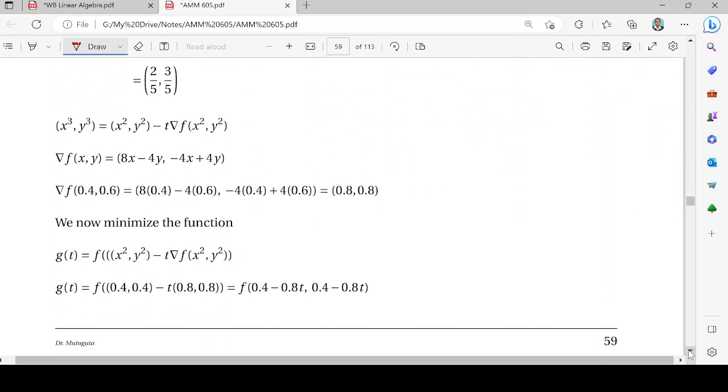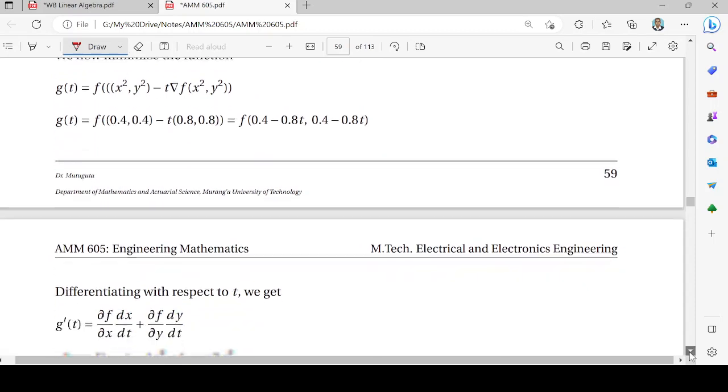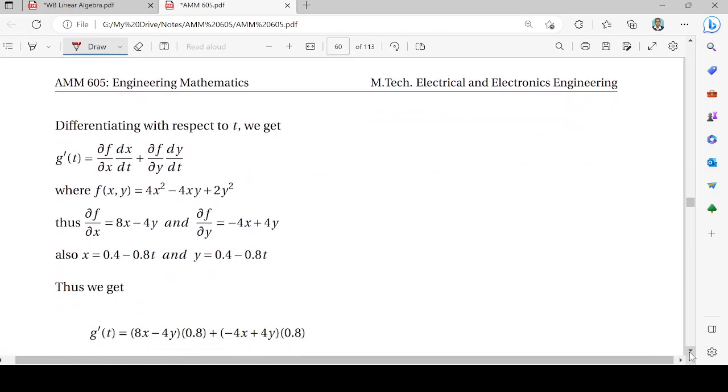We can repeat this procedure many times until we get the convergence of the solution. We can write x3, y3 in terms of x2, y2, and work out the same procedure to get the value after the third iteration. We can do the fourth iteration and so on. This procedure can be repeated many times until we get convergence of this method. So basically, this is how the method of steepest descent works.